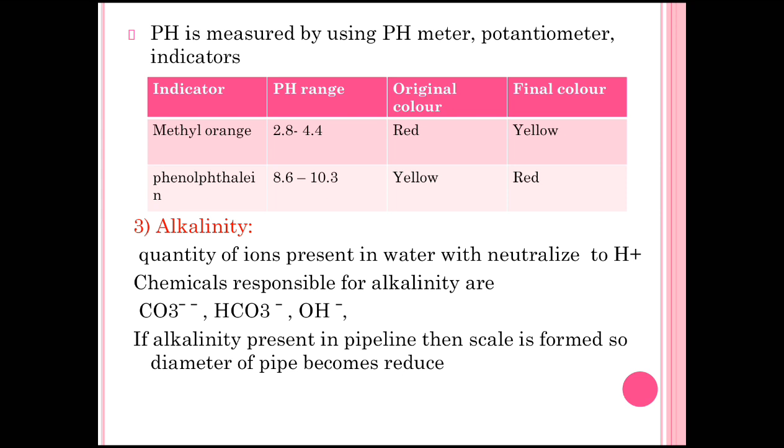Now the original color of methyl orange is red and phenolphthalein is yellow. When we add methyl orange to water, it becomes yellow. Means whenever the water becomes yellow, its pH is in the range of 2.8 to 4.4. Whenever we add the phenolphthalein indicator to water, it converts from yellow to red. Then whenever the water gives the red color, it has a pH in the range of 8.6 to 10.3. Generally, phenolphthalein gives the basic range and methyl orange gives the acidic range.